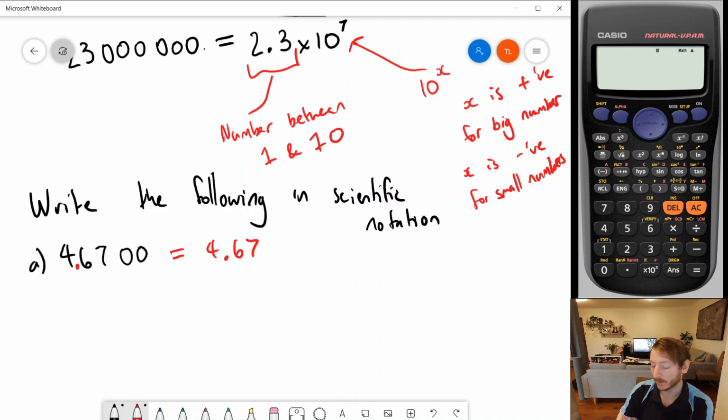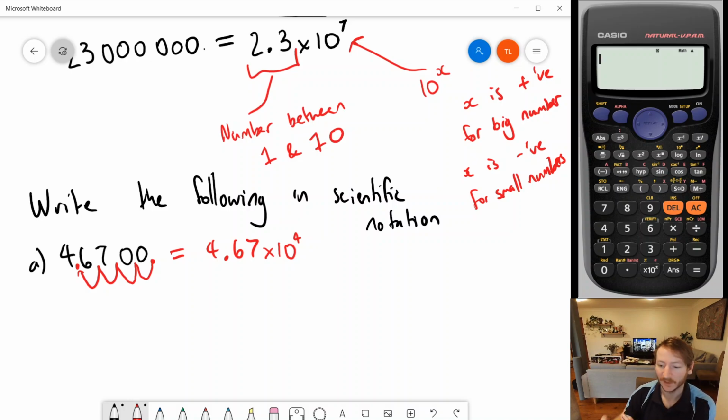Now, I've obviously had to move the decimal point from here. Remember, it's always at the end, 46,700.0. I've had to move it 1, 2, 3, 4 times. So times 10 to the 4. And then, because this is a large number, that 4 is positive. I want it to be multiplied to get bigger than 4.67. I don't want it getting smaller than that.